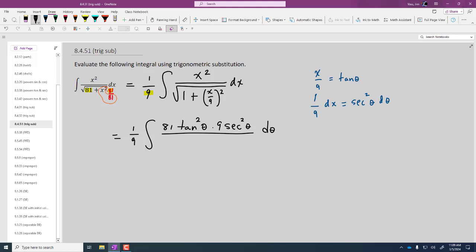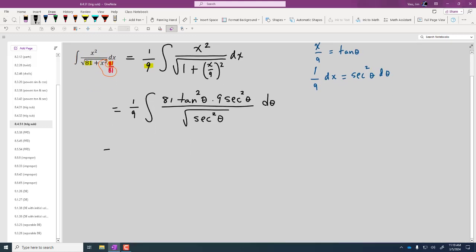And in the bottom, we have 1 plus tan squared inside the square root. 1 plus tan squared is secant squared. And then the square root of secant squared is secant. So let's not write all that. Let's first write it like that. So 1 plus tan squared is secant squared. So we'll end up with 81 out in front in the numerator. These 9s are going to cancel. And we end up with tangent squared times secant.